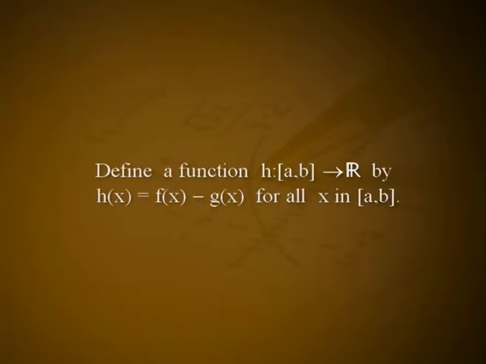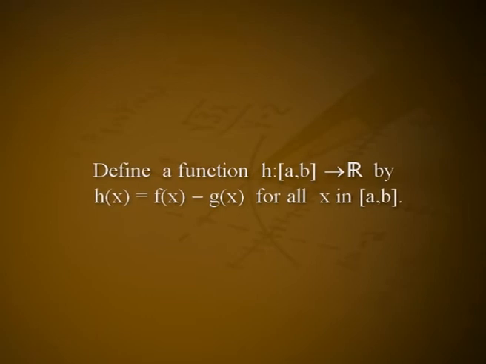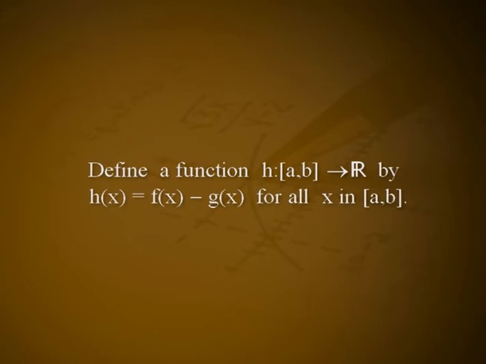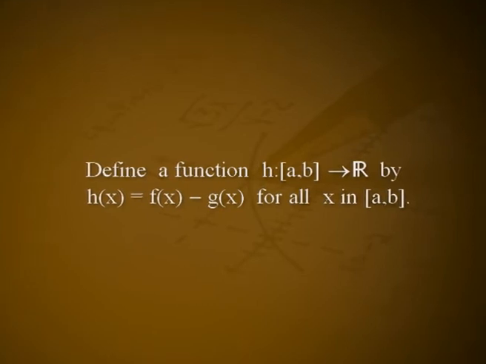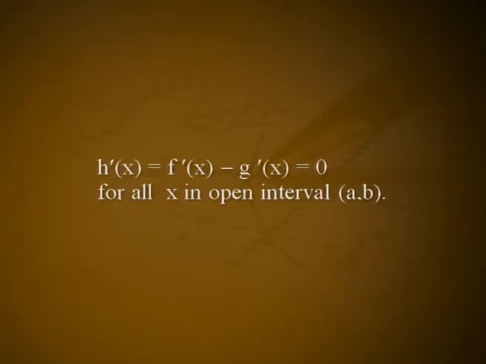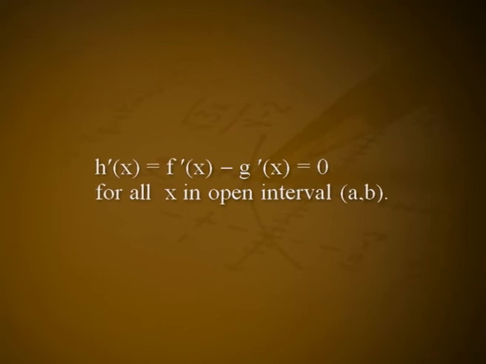Proof: let f from [a,b] to R and g from [a,b] to R be two continuous functions such that f'(x) = g'(x) for all x in the open interval (a,b). Define a function h from the closed interval [a,b] to R by h(x) = f(x) - g(x) for all x in [a,b]. Then h'(x) = f'(x) - g'(x) = 0 for all x in the open interval (a,b).